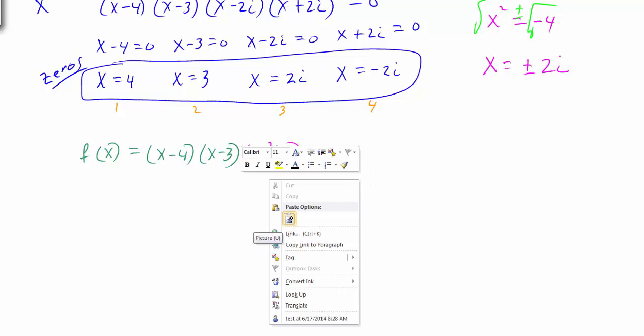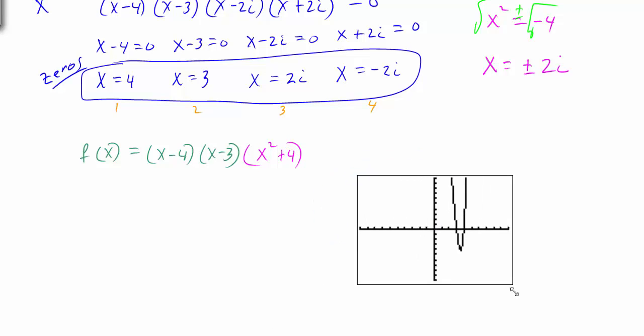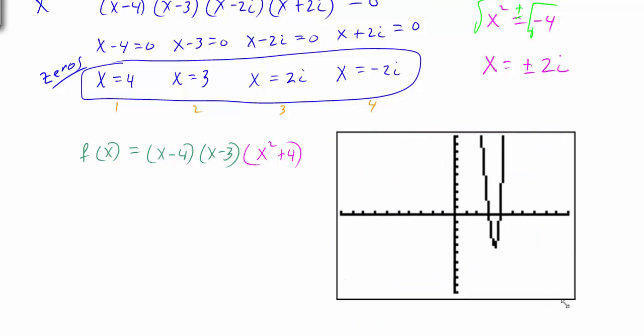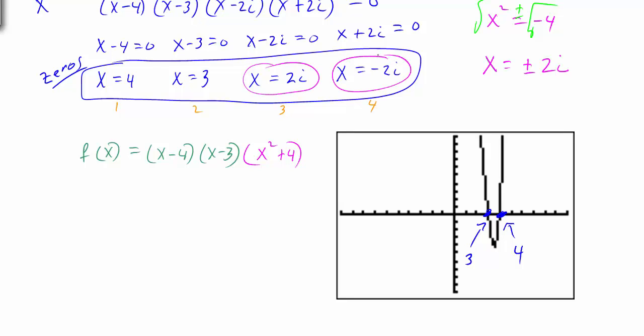and this is the part we want to, again, notice what's happening here. We said that we have a total of 4 zeros, but if you notice, our graph only crosses in 2 places, and that's here at 3 and 4. Notice the 2i and negative 2i, that's a complex 0, so that doesn't show up on the graph. So notice here we have 2 real zeros and we have 2 complex zeros. So once again, we have a total of 4 zeros.